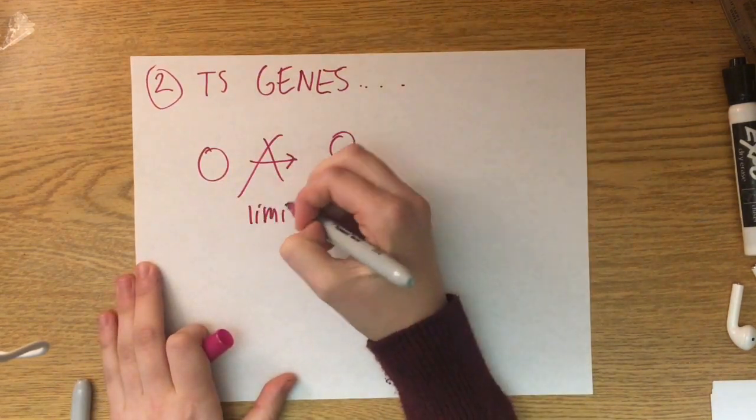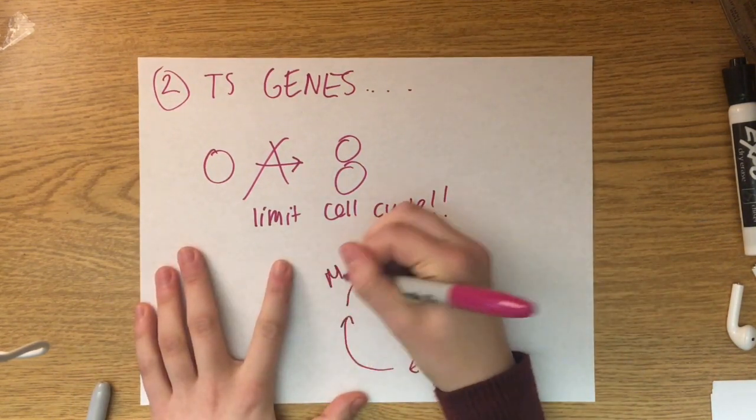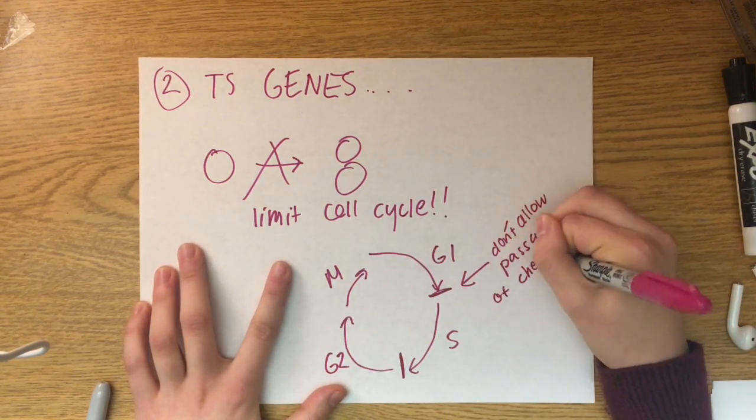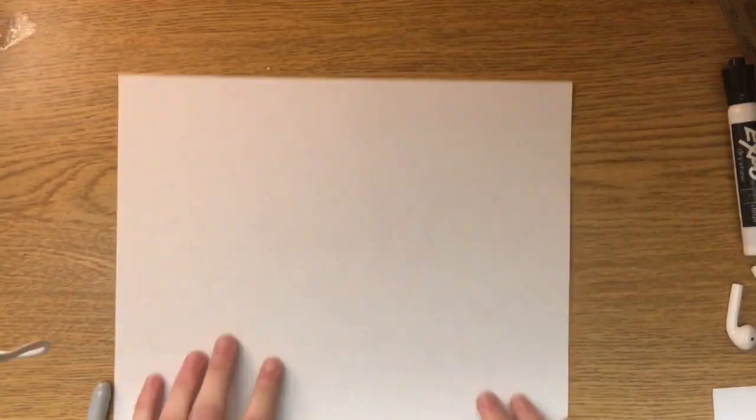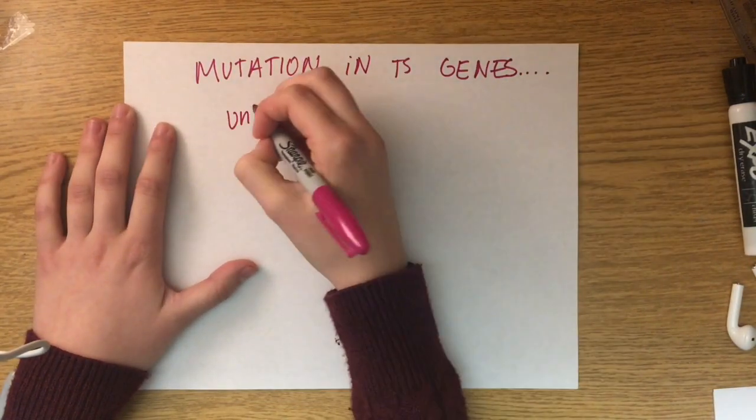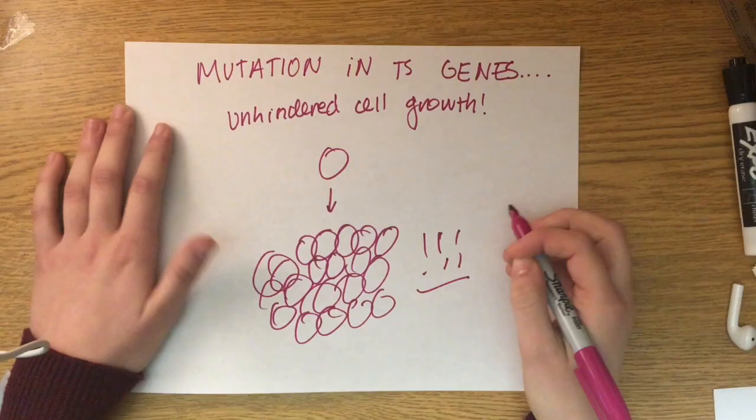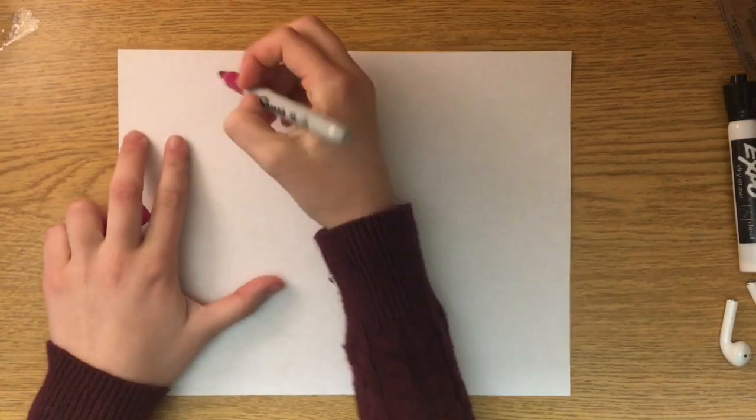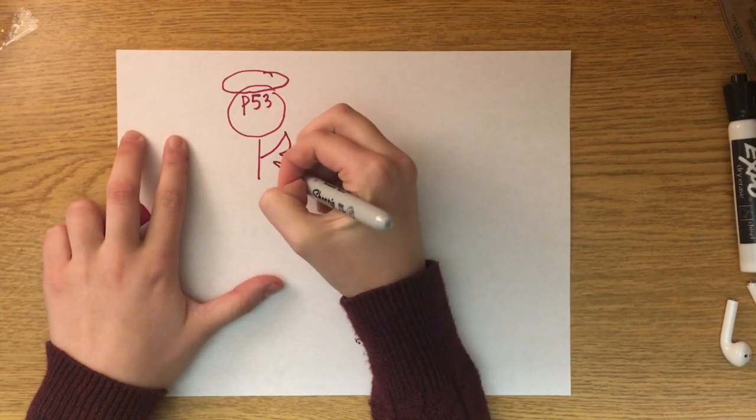The second kind of gene, tumor suppressor genes, are recessive mutations. Tumor suppressor genes limit cell cycle progression. They don't allow a cell to pass checkpoints until it is appropriate. A mutation here allows a cell to have unhindered growth. Examples of tumor suppressor genes include P53, BRCA1, RB, and APC.